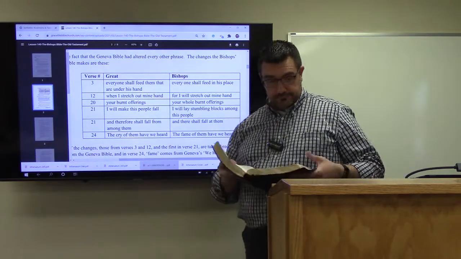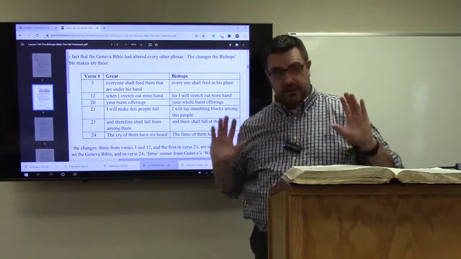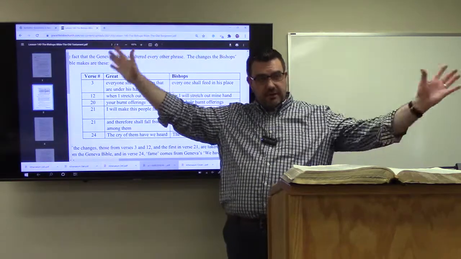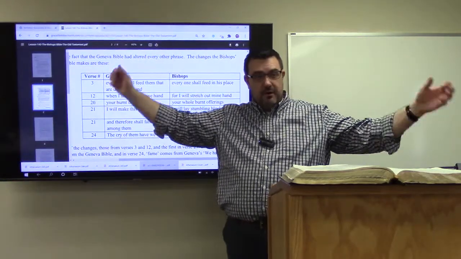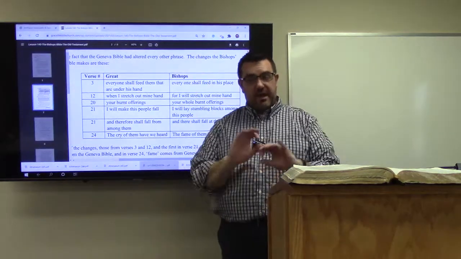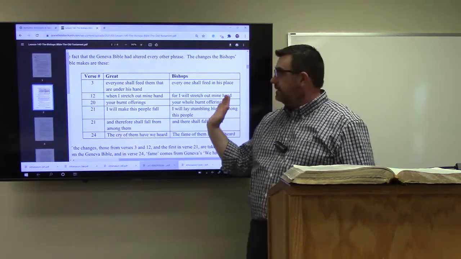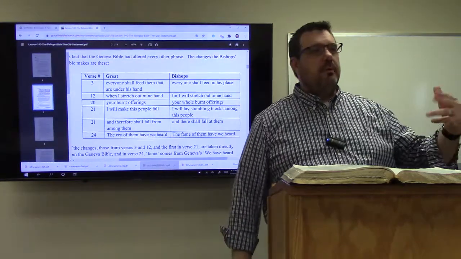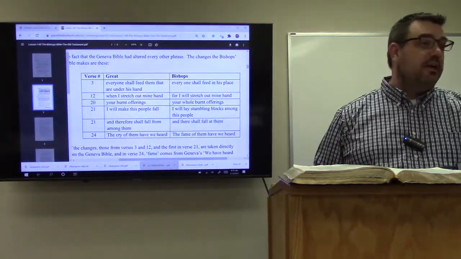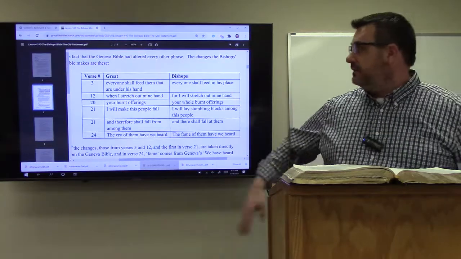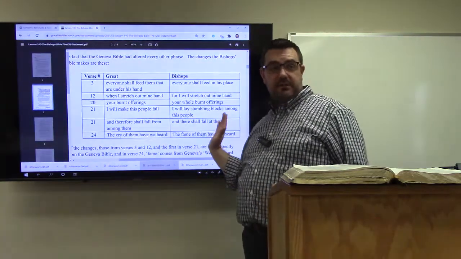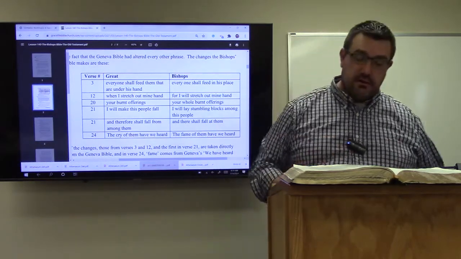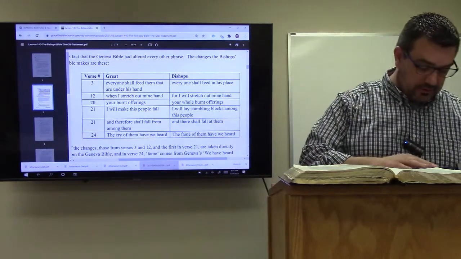Okay? Now, I don't want you to get confused here. In Jeremiah 6, there are 30 verses, right? Only 6 of them have any kind of change between the bishops and the Great Bible. In the remaining 24 verses, the Bishops' Bible reproduces exactly, word for word, verbatim, the text of the Great Bible as it moves that text forward in 1568. Is everybody following that?